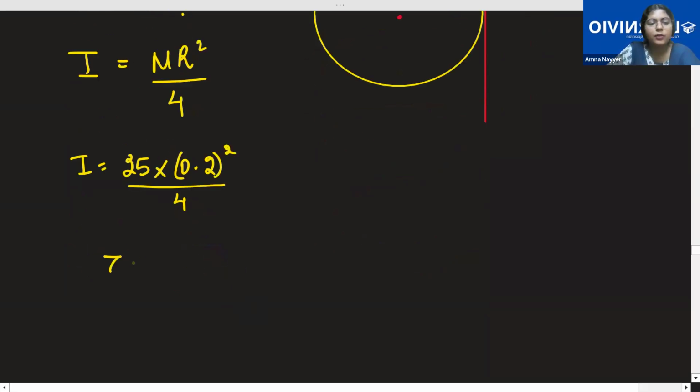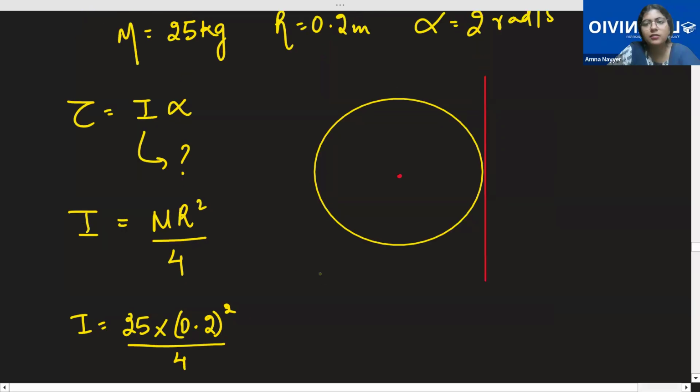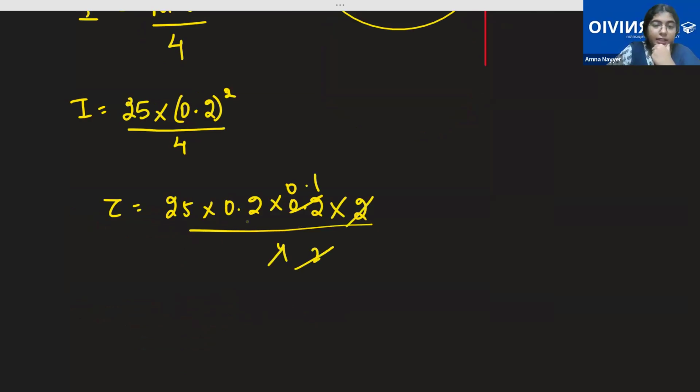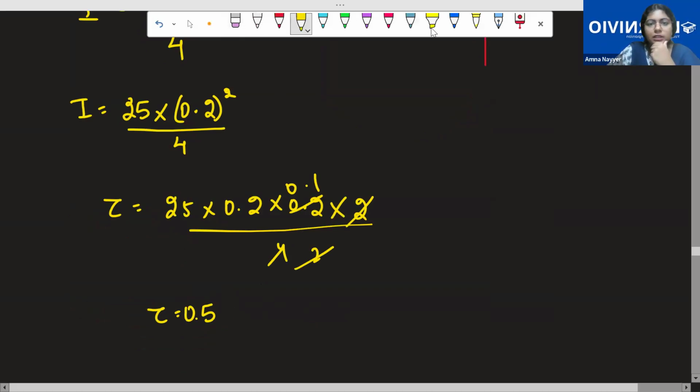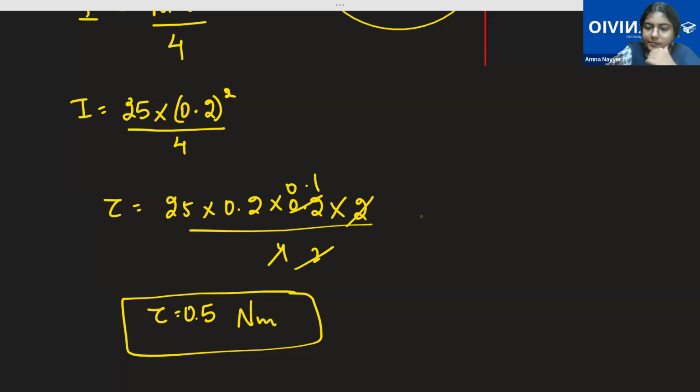And for torque, it will be I into alpha. 25 into 0.2 into 0.2 into alpha, which is 2, divided by 4. So this will be 2, this will be 0.1. This is equal to, 2 into 25 will be 50, that is 0.5. Unit will still be Newton meter. Use the unit as Newton meter only. That's the torque that will be applied. Clear?